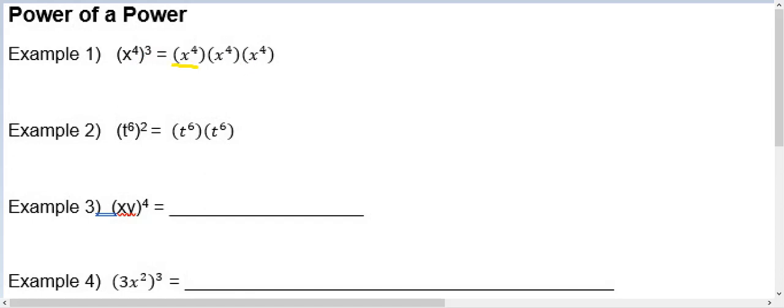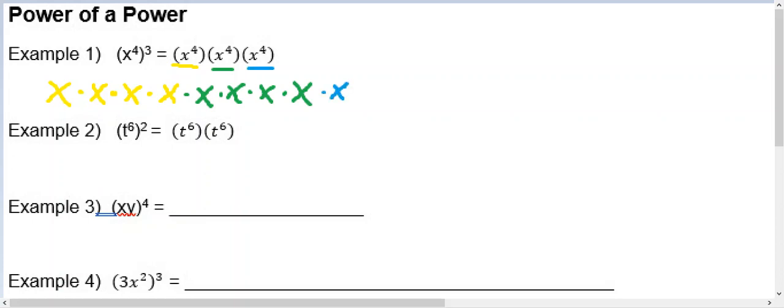And what that really means is this first x to the 4th means that there's 4 x's. X times x times x times x. And then the next x to the 4th means there's 4 more x's. X times x times x times x. And then this last x to the 4th also means that there's 4 x's. X times x times x times x.